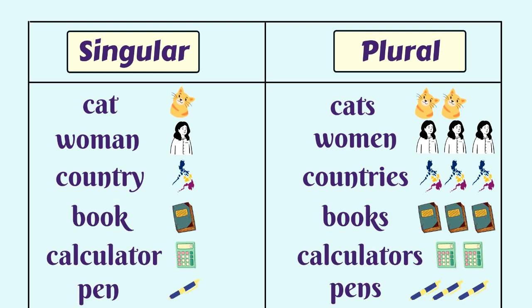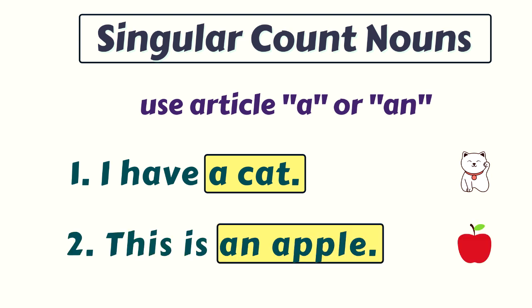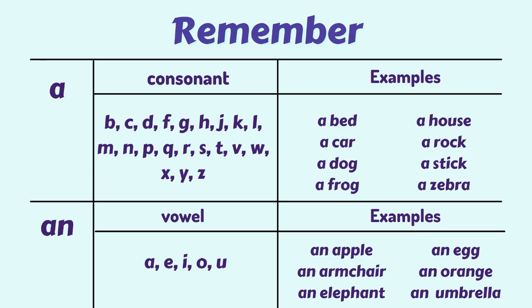Bukod sa pagkilala kung count noun or mass noun ito, dapat alam din natin kung paano sila gamitin ng tama sa pangungusap. Ang count noun ay pwedeng gamitan ng article a or an kapag singular. Example, I have a cat. This is an apple. Tandaan, ginagamit ang article a kapag ang kasunod na letter ay consonant.